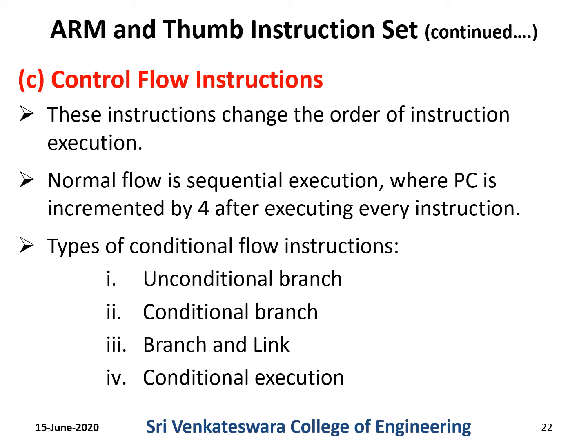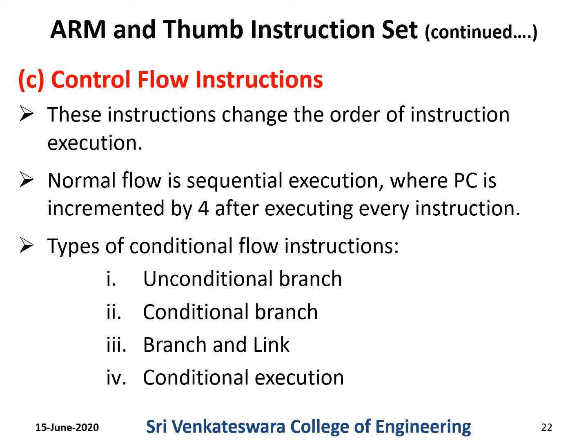So far we have seen the two categories of instruction types: data processing instructions and data transfer instructions. The third category is control flow instructions. Control flow instructions change the order of the instruction execution. Normally, the program counter content is incremented by 4 and the next instruction is fetched and executed. If the instruction is a branch instruction, then the content of the program counter is changed, and the order in which the program was executed gets changed.